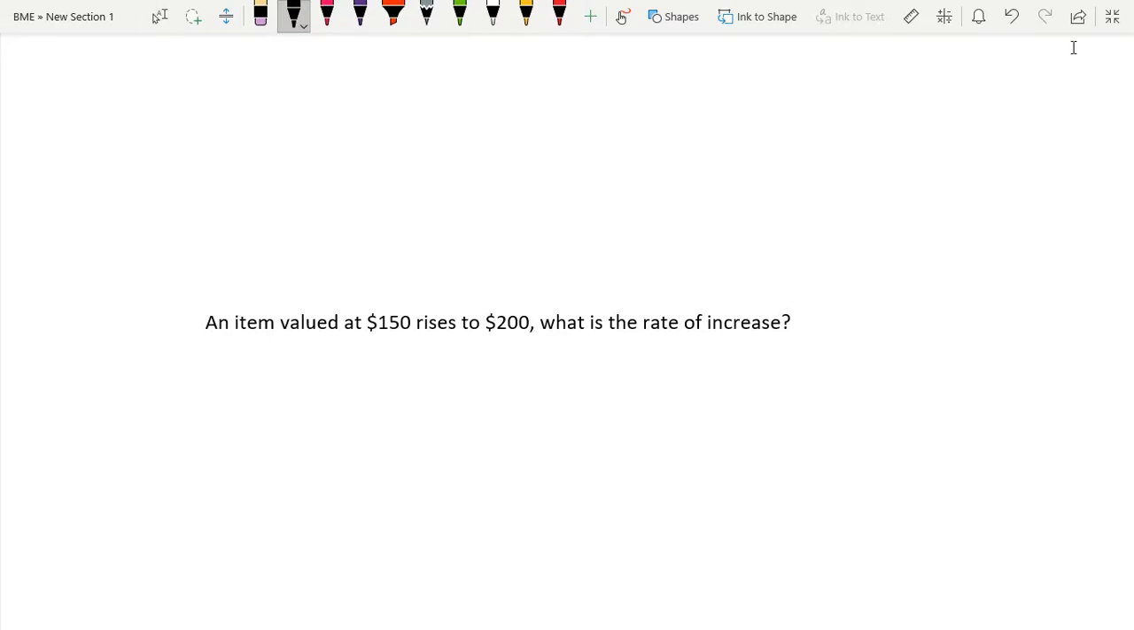Today we are going to go over finding the rate or the base in the increase or decrease of an item in value. So an item valued at $150 rises to $200. What is the rate of increase? In this case, we're just asking for the percent increase. If you're not familiar with the term rate of increase, we have a video where we discuss these terms in detail. So anyways, back to the question.